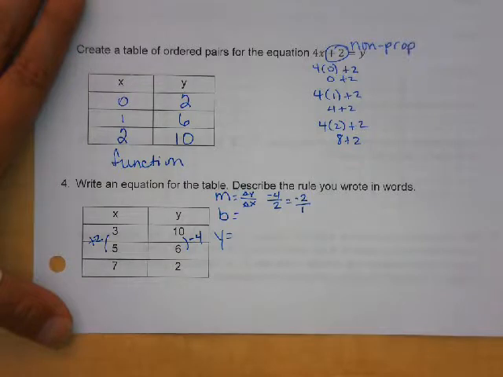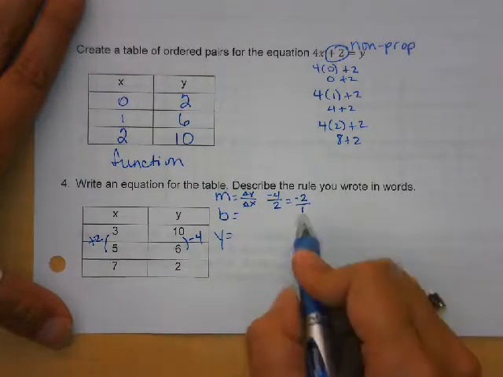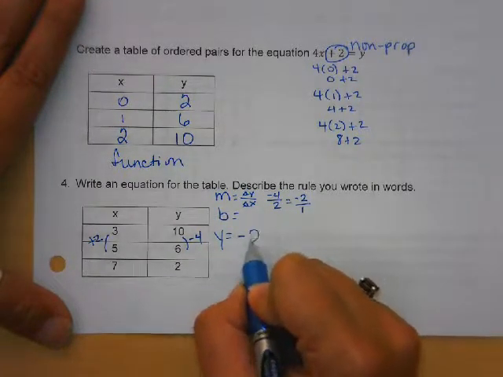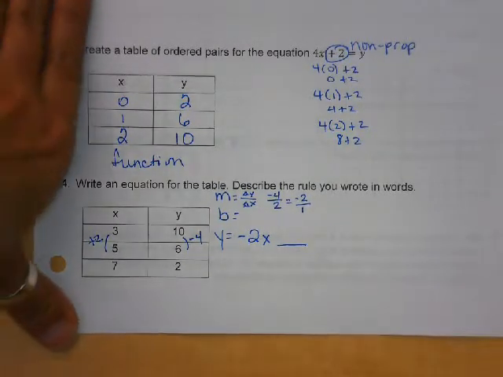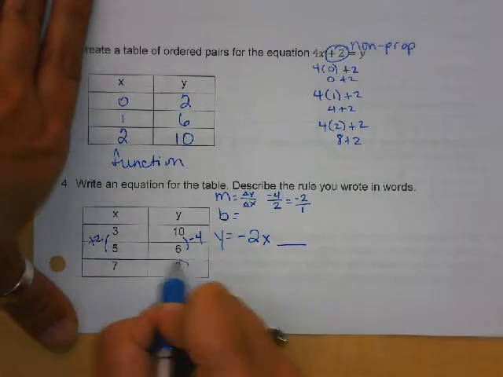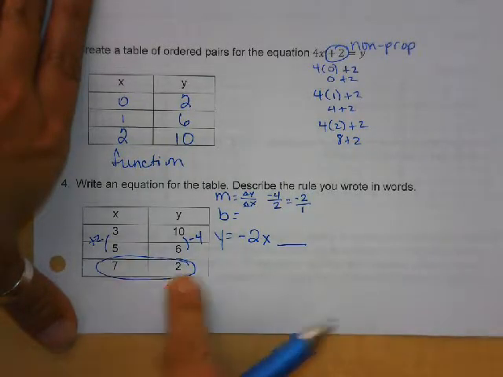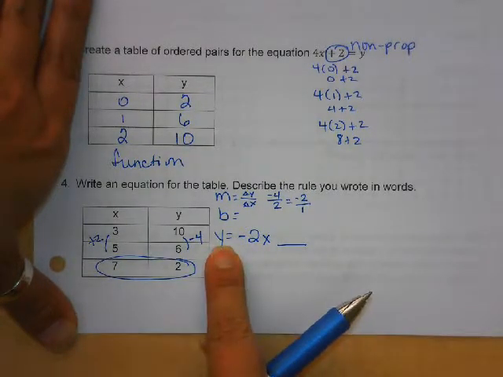So there are a couple of different ways that we can do this. I know my m is negative 2. I'm going to have y equals negative 2x. We need to fill this in. You can take a coordinate. I have an x and I have a y. I have an x and I have a y. And we can plug it in.